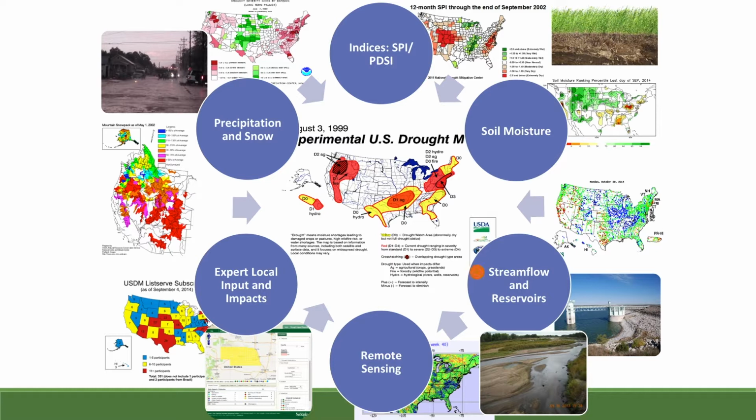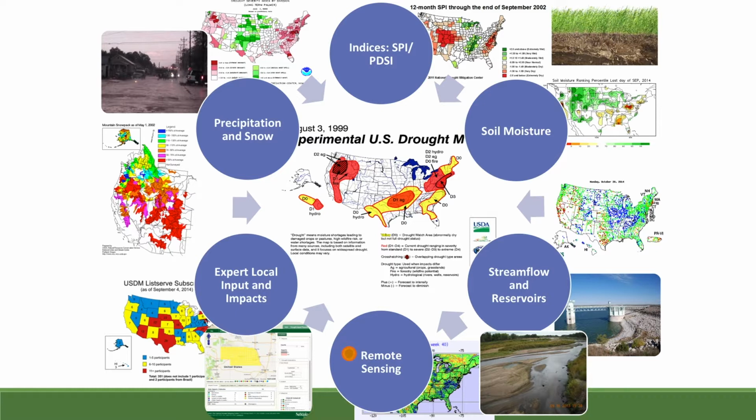Streamflow and reservoir data. Most of the reservoir data is handled at a state level. It would be a great idea if we had a national repository of all the different reservoir data, but we can look at it on a state-by-state basis. But streamflow data does come from USGS on a national level. We do use the 7-day, 14-day, and 28-day streamflow data in the analysis. It's actually one of the first 5 that was available to us when the Drought Monitor started.